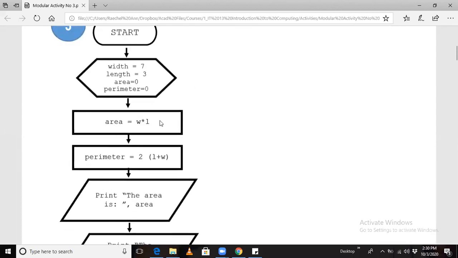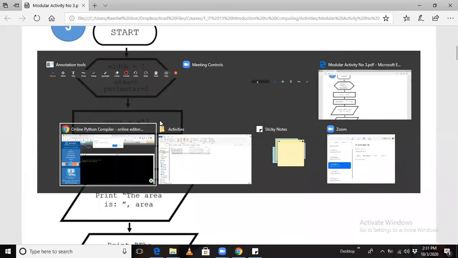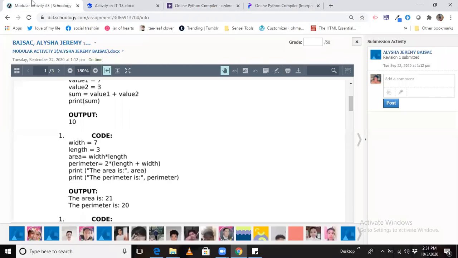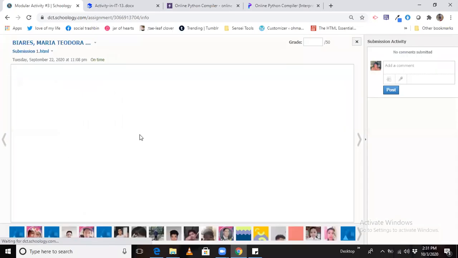What is your output? Meron bang mali doon sa program? Doon sa flowchart? Habang tinitingnan nyo, kung may mali dun sa flowchart, check lang natin yung output niya.